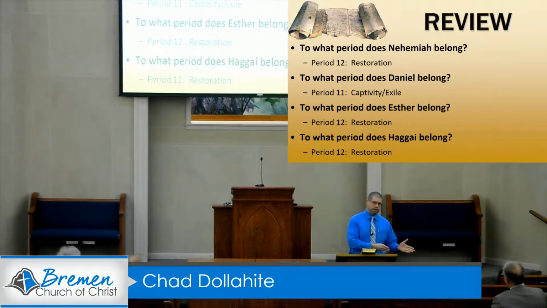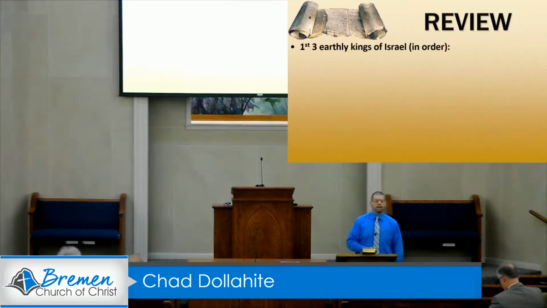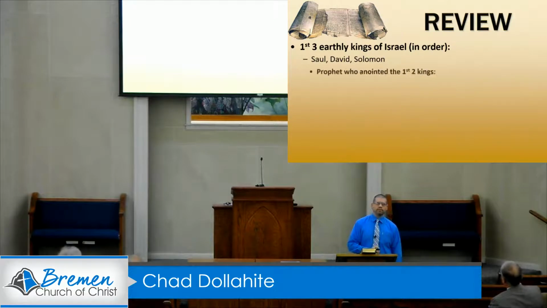They started it, you recall, they stopped. Haggai and Zechariah are going to come along and say, finish that work. First three earthly kings of Israel in order. Saul, David, and Solomon. How long did they reign each? Yeah, I don't have that on there. 40 years each. I didn't want to bring that up if I was going to ask the question. Have it appear in the answer there. Saul, David, and Solomon, 40 years each.